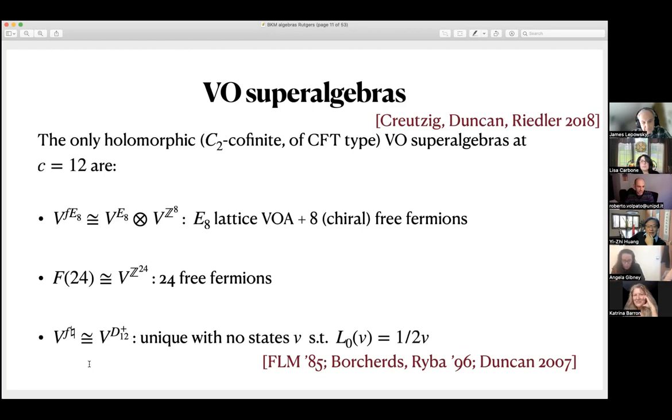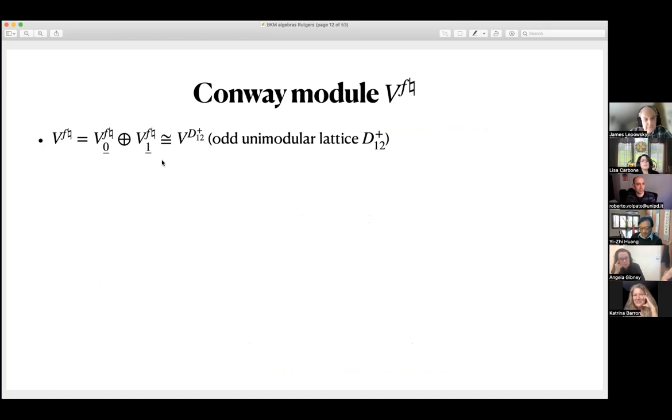So this is really the one we want to look at, and we want to try to build a Borcherds-Kac-Moody superalgebra starting from this. This kind of superalgebra was actually already suggested in the FLM paper in '85, and then also Borcherds and Ribaucour talked about it. But most of the properties I will discuss were actually studied by John Duncan in 2007. So let me give a bit of introduction about this, this VF natural.